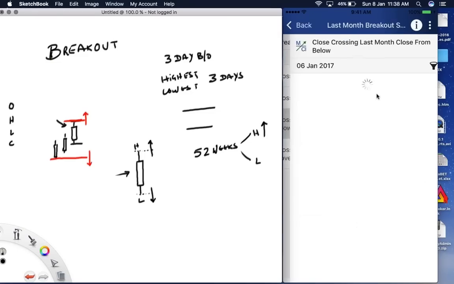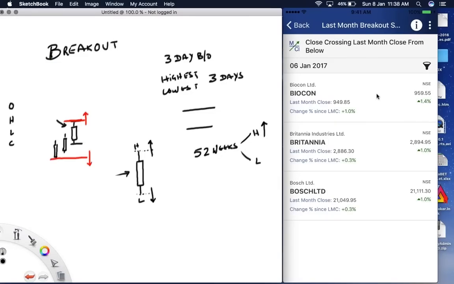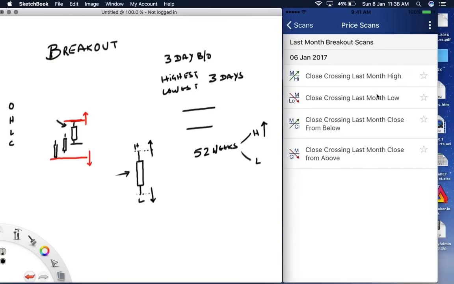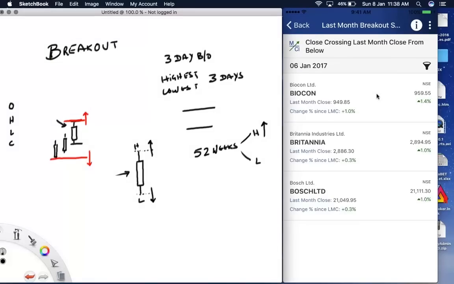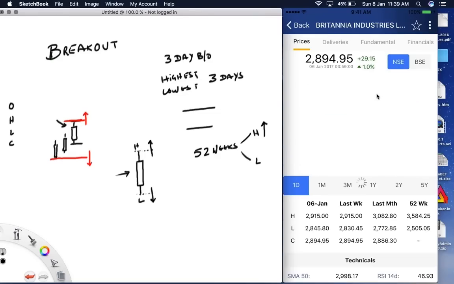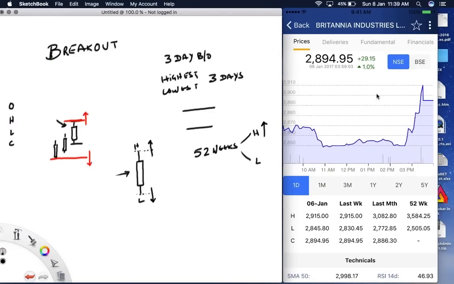Going back to this one, close crossing last month close from below, it gives me three stocks: Britannia, Biocon and Bosch, right? So again, if I tap on Britannia, I see what has been the movement of Britannia over the last one month. Okay, it's been going up a little. Let's look into the three-month view. It's been coming down, and close to these levels it has bottomed out, and now it's been going up. It bottomed out close to that 26 December kind of zone.